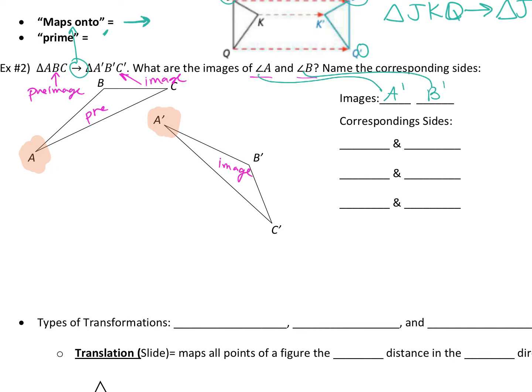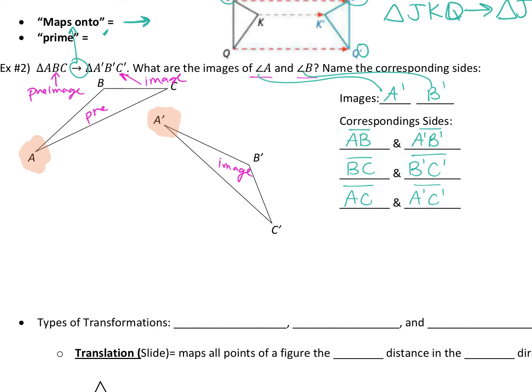So then we have corresponding sides, okay? Which sides match up? And again, this is very similar to matching up corresponding parts in triangles. So I would say segment AB, and what segment are corresponding sides? A prime, B prime. Okay, so AB corresponds to A prime, B prime. BC corresponds to B prime, C prime. And AC corresponds to A prime, C prime. How are we doing so far? Okay.